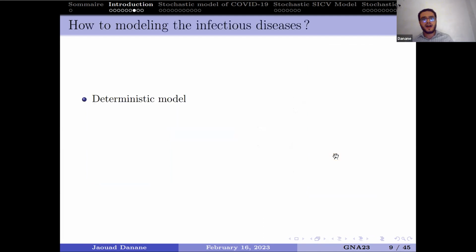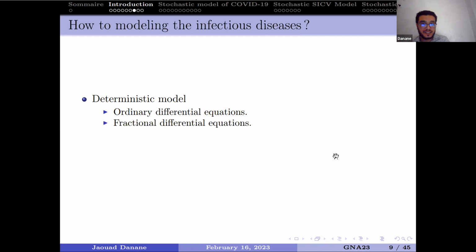Now, how to model? If we have the data, if we have the distribution of the model, how to model the infectious disease is one of the major questions. So in one case we can use the deterministic model, by using the ordinary differential equation. So it is a classical model of the ordinary differential equation.